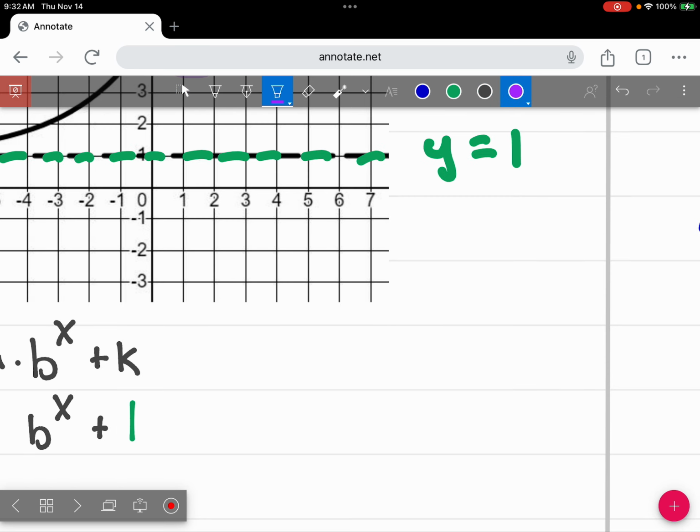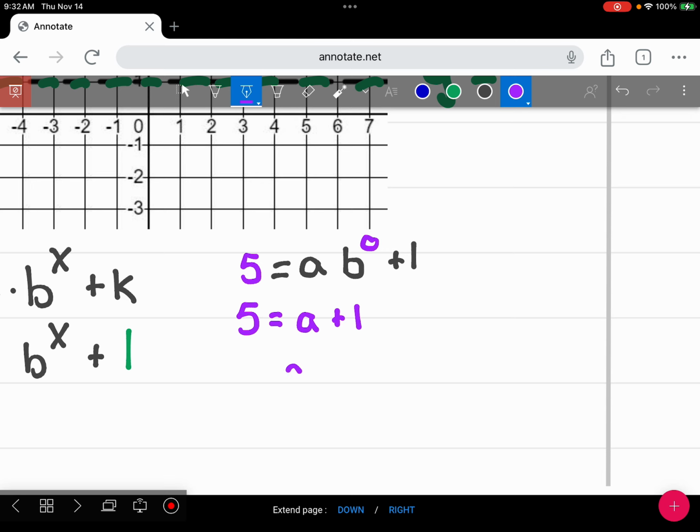So I know my y is 5 when my x is 0. So 5 equals a times b to the 0 plus 1. We're including that asymptote there. Anything raised to a 0 power is 1. So this becomes 5 equals a times 1, which is a, plus 1. So what is our a? 4.